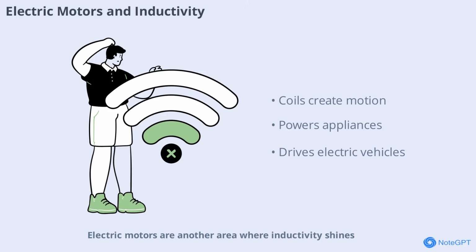Electric motors are another area where inductivity shines. Motors use coils to create rotating magnetic fields, which turn electrical energy into mechanical motion. This principle powers everything from household appliances to electric vehicles. Inductivity allows motors to operate smoothly and efficiently, making them essential in modern technology. The next time you use a fan or a blender, remember that inductivity is making it all possible.